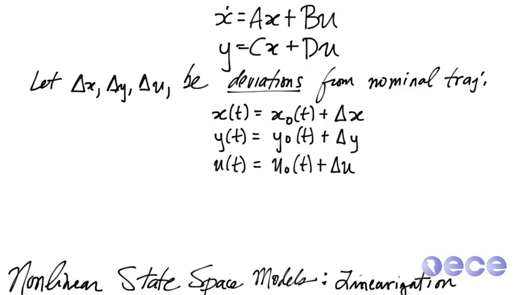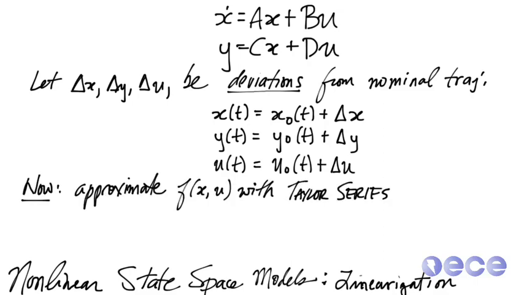So again, I'm not rewriting this equation here in terms of x dot. I'm just giving a different way to express the signal x of t as two component signals: the nominal signal x0 of t, and then any deviations from that, delta x.